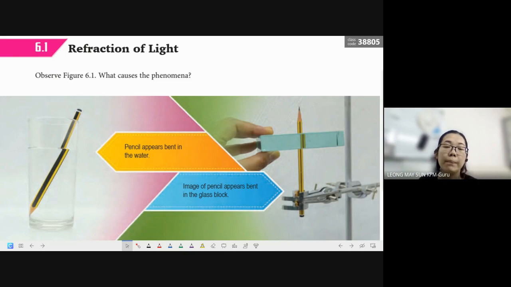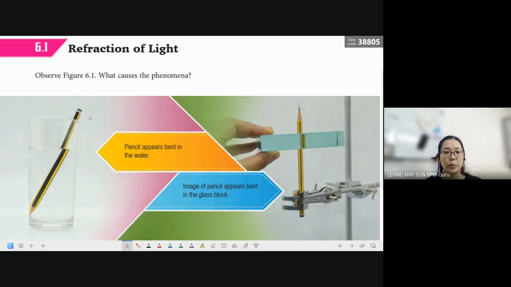Also, this light chapter is an extension from the wave chapter. That's the reason why you learn about waves first, and only now we're talking about light. In the wave chapter we studied three different types of wave: light wave, water wave, and sound wave. The majority of the discussion was mainly on water wave and sound wave, because the last chapter in Form 4 is about light as a wave. So the first part we're going to learn is refraction of light.